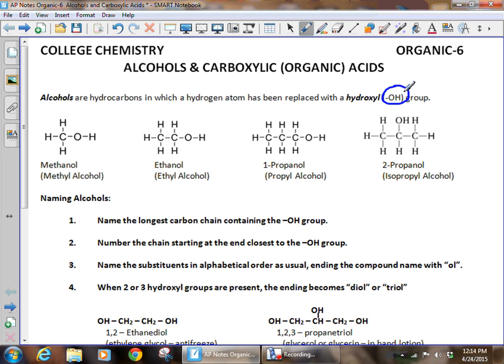So these are just some examples. This first one is methanol. Old name was methyl alcohol. The next one is ethanol because the hydroxide is on a 2-carbon compound. So ethyl alcohol was the old name for it.